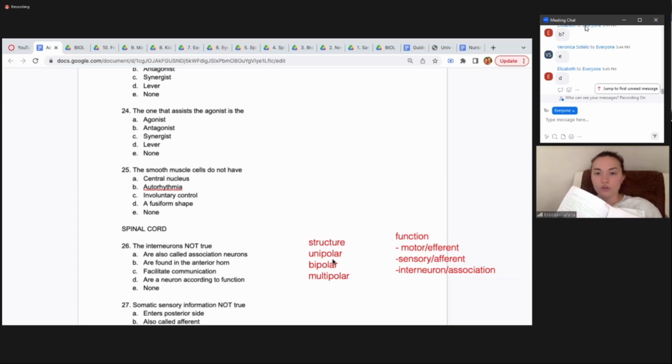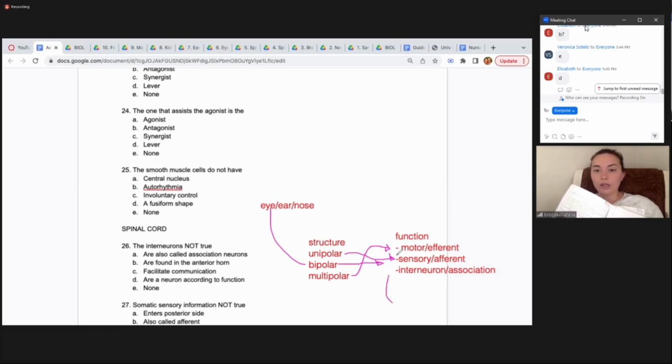Okay. So by structure, we have unipolar. Remember, unipolar neurons are found in the dorsal root ganglia. They are sensory or afferent. Bipolar neurons are for the eye, the ear, and the nose. Eye, ear, nose. I'm just adding this little detail in here for you guys. They would be part of the sensory system. So we're going to put a little arrow there. And then multipolar neurons are the motor or efferent neurons.